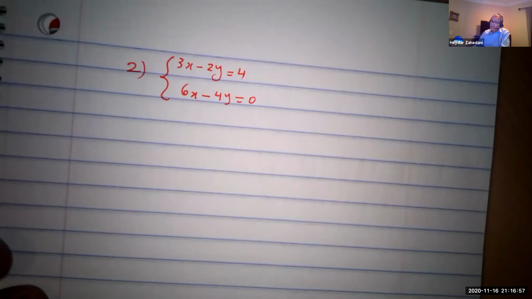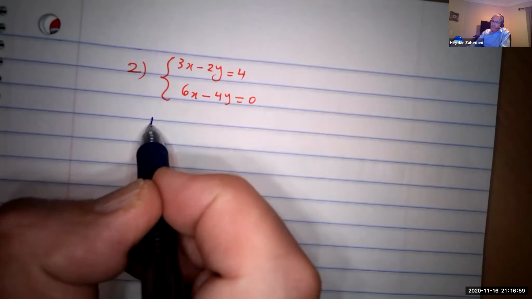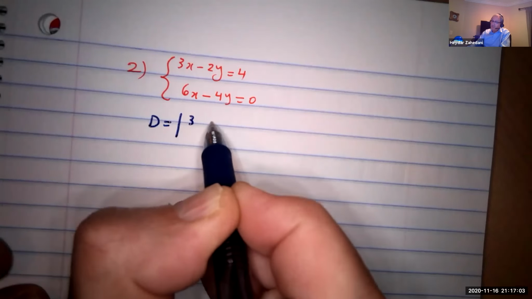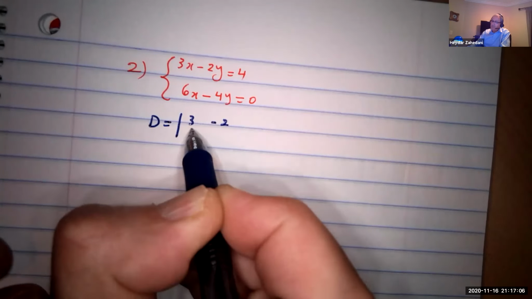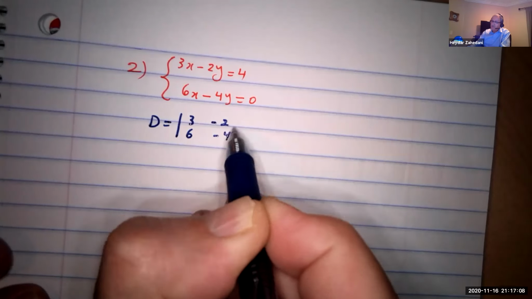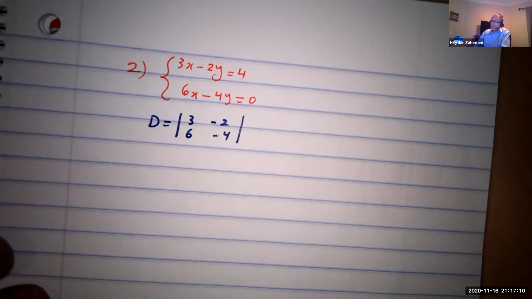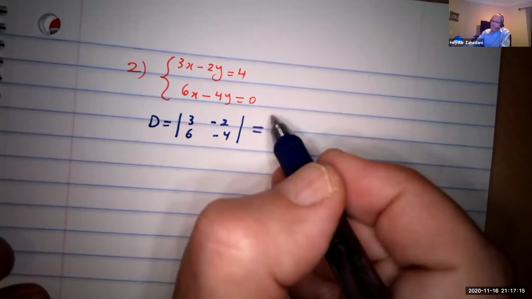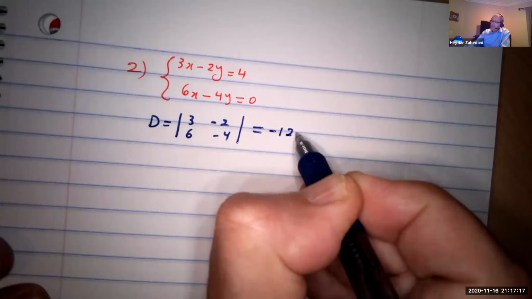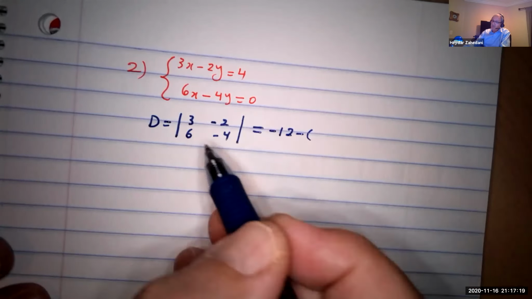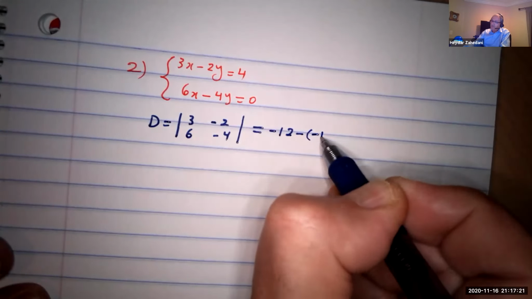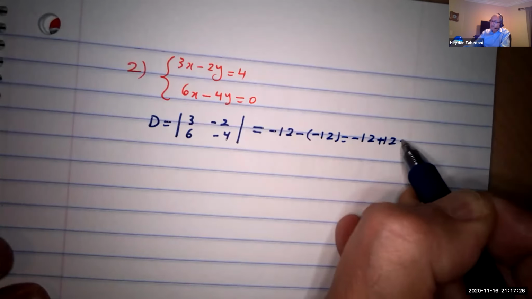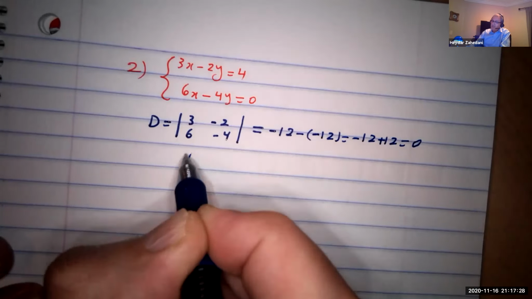Okay, so form the D first, the matrix of the coefficients, 3, -2, 6, and -4. Cross multiply, 3 times -4 is -12, minus -2 times 6, which is -12. So that gives -12 plus 12 equal to 0. D equals 0.